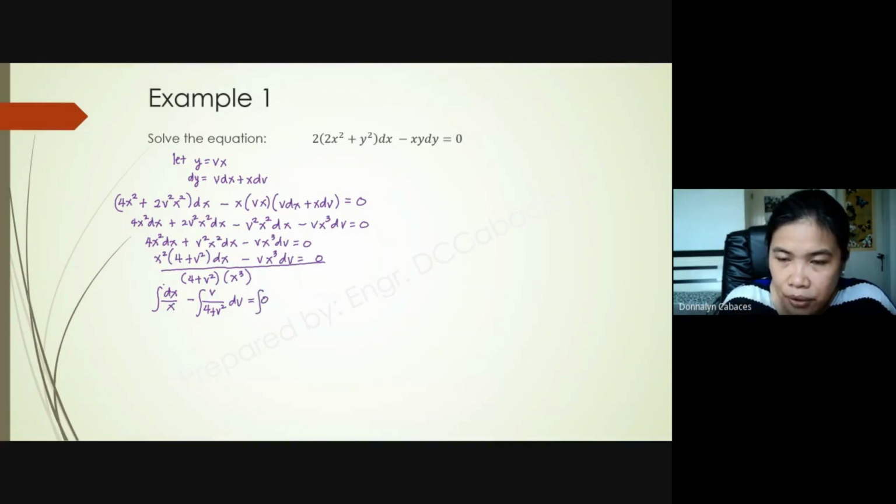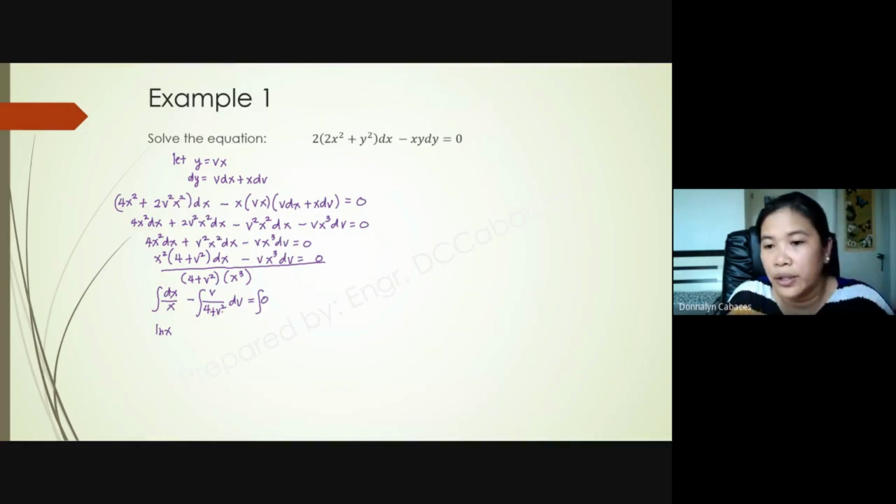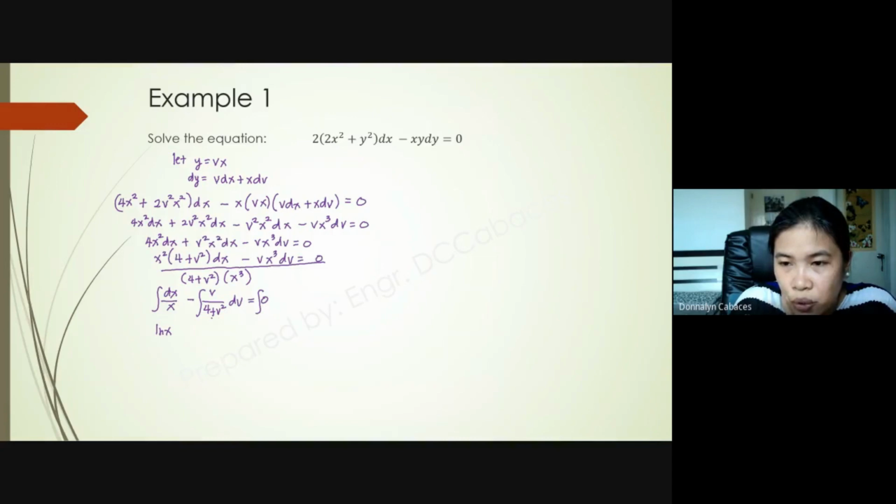First term, integral of dx over x is ln of x. Second term, here you have v dv, and on the denominator you have 4 plus v squared. So if you let u to be 4 plus v squared, our du is 2v dv. But the numerator is only v dv, so that is simply minus 1 half ln of 4 plus v squared is equal to integral of 0, c or ln of c, since the left terms contain ln.